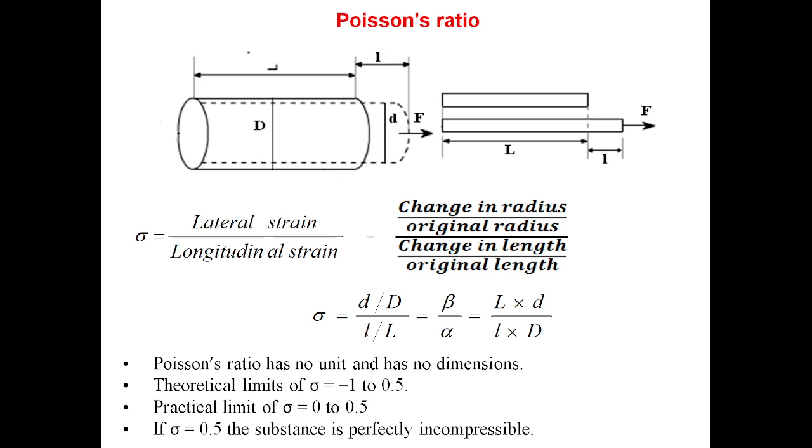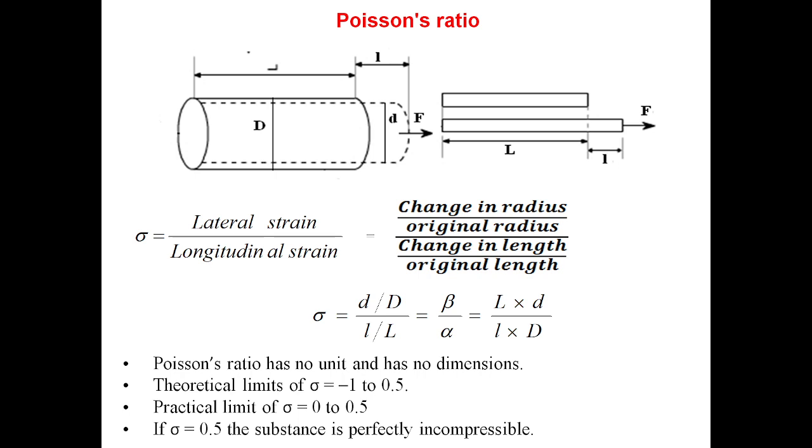If you want to find the Poisson ratio, you have to know that the Poisson ratio is nothing but the lateral strain to the longitudinal strain. Lateral strain is the change in radius by original radius, and longitudinal strain is the change in length by original length. The change in radius is small d by capital D, and the change in length is small l by capital L. Therefore, sigma is equal to beta by alpha, so sigma is equal to capital L into small d over small l into capital D. The Poisson ratio is a ratio of strains. We already know that strain has no unit, so the Poisson ratio also is a dimensionless quantity and has no unit.